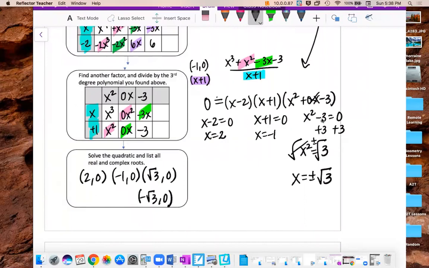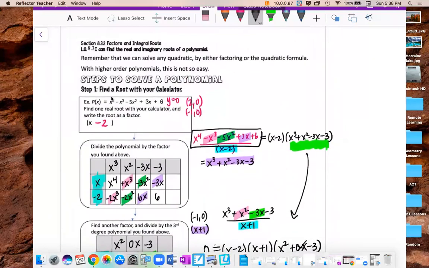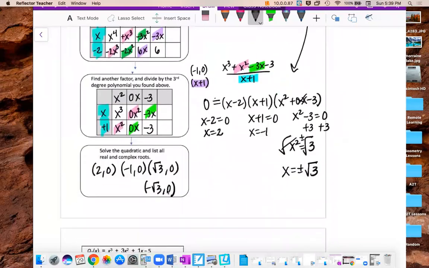So this guy was a degree 4. Our original polynomial up here had x to the 4th. So that means when I finally solve this out, I should have 4 completely different answers. So these are going to be the x-intercepts or the solutions to that original polynomial. Okay? All right, we have one more example, and then I'm going to let you guys just go practice and ask some questions.